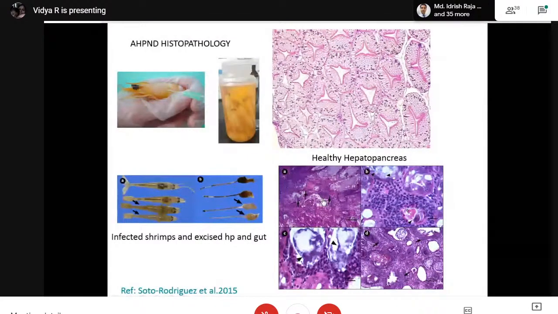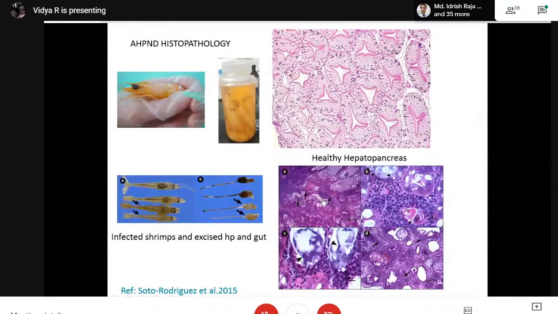Whereas if you look at the lower part, where the hepatopancreas appears gone, its structure is totally gone, necrotic and infiltrated with hemocytes. The total structure is lost. It appears like some type of toxic effect on this hepatopancreas. So through histopathology, AHPND can also be investigated.